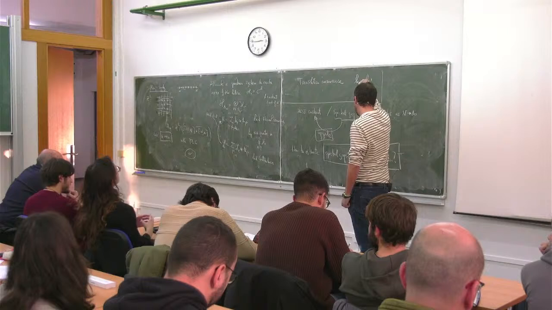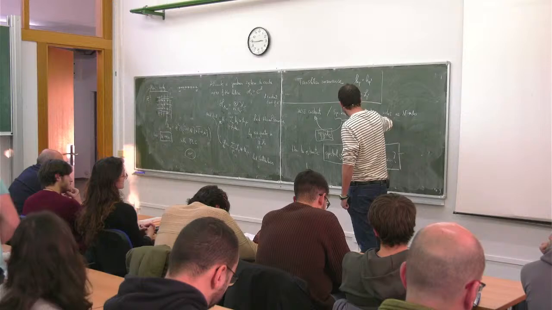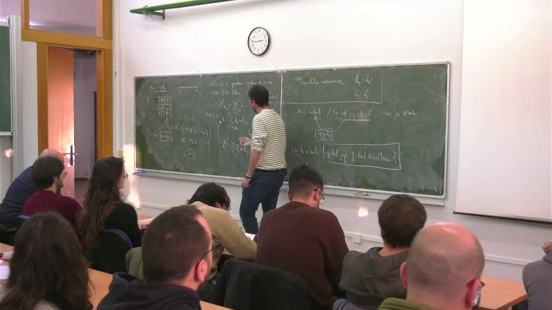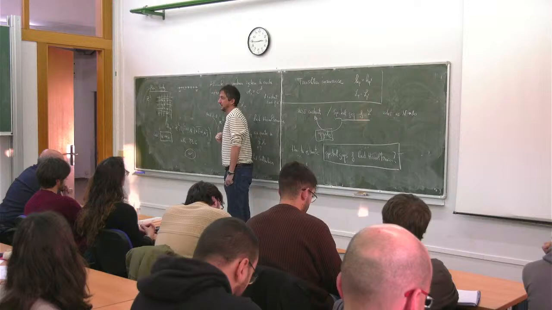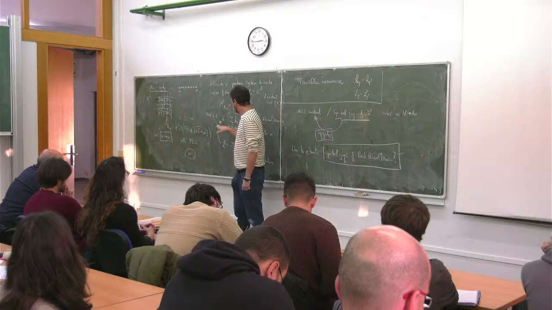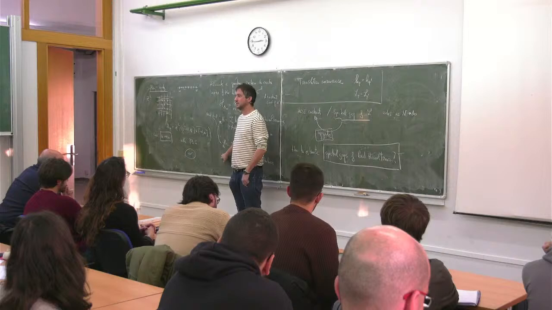Sorry, let me repeat again. So again, this L is not H. Let's take, for instance, H, the Hamiltonian of the toric code as a quantum memory. And I would like to understand how thermal noise acts there. So this defines a Lindbladian, which is the thermal noise Lindbladian. This thermal noise satisfies quantum detailed balance.